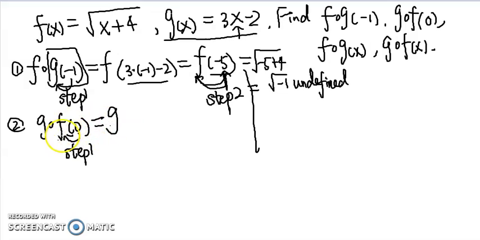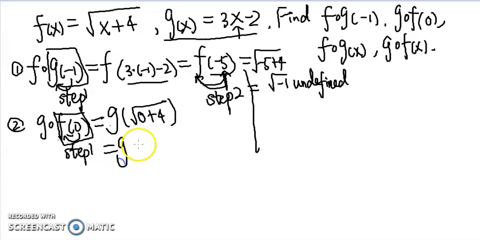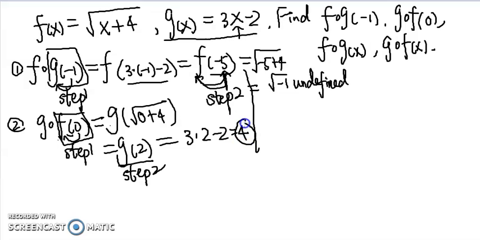Now we're going to work out f of 0, which means in the f function we replace x with 0. To simplify this, we get square root of 4. Square root of 4 is 2. Now let's do step 2. We replace x with 2 in the g function. So we replace that x with 2, and we get the final answer of 4. Okay, now let's work out the next two problems. What if we don't have a number to plug in? We just have a variable x.